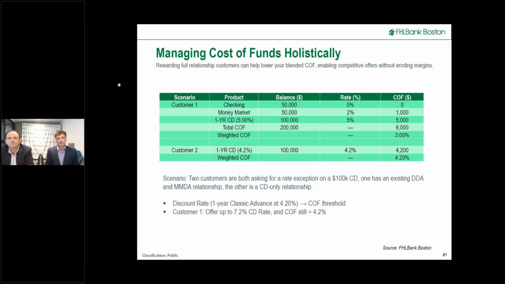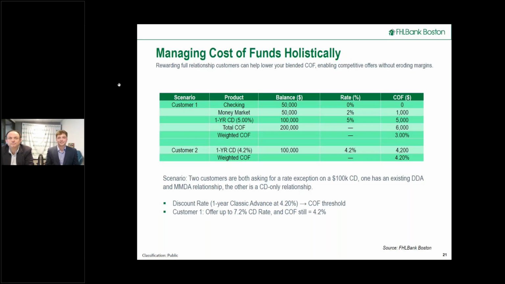And so what I'd like to do is take a look at this concept of managing cost of funds holistically. This includes looking at the blended cost of funds across the entire relationship that a customer has with your bank or credit union. To demonstrate this, let's look at a scenario where you have two customers asking for a rate exception on their 1-year, $100,000 CD. Customer 1 has a $50,000 checking account and a $50,000 money market at 2% in addition to their CD. And then customer 2 just has that $100,000 CD.